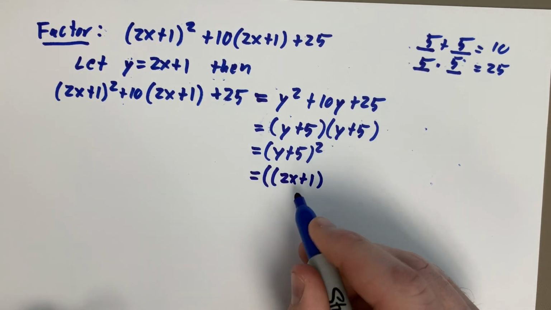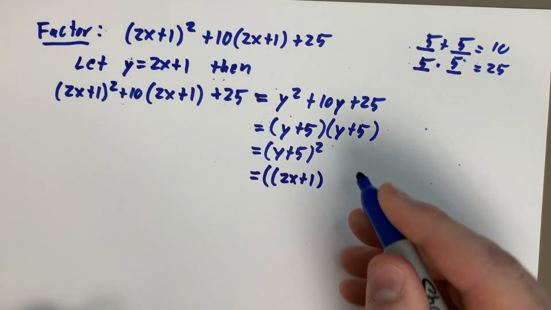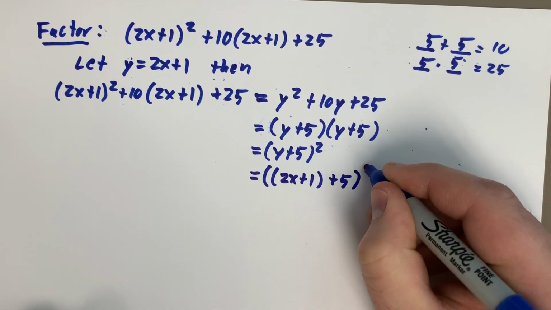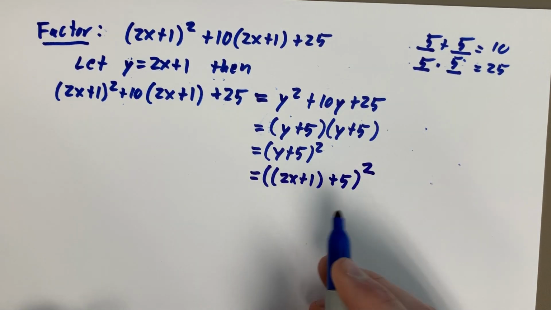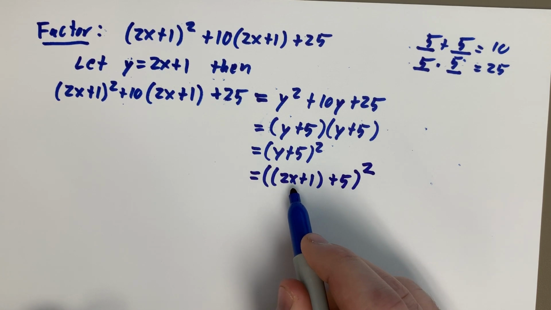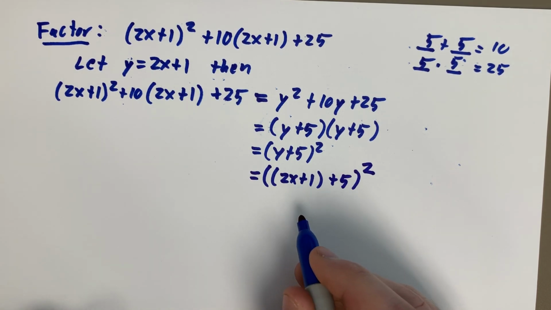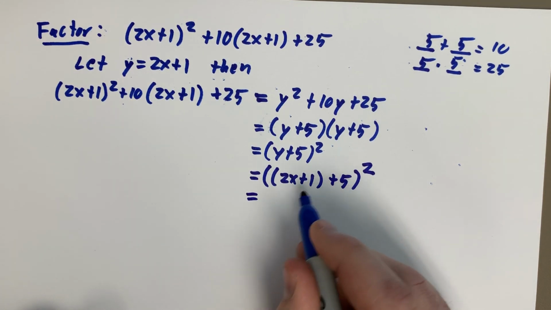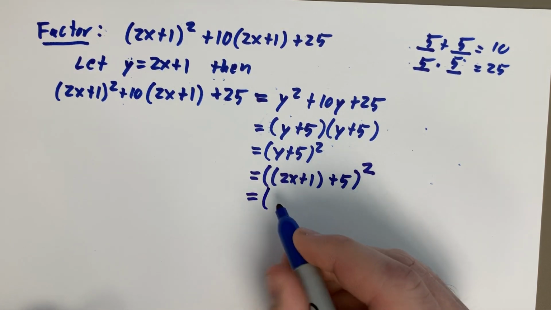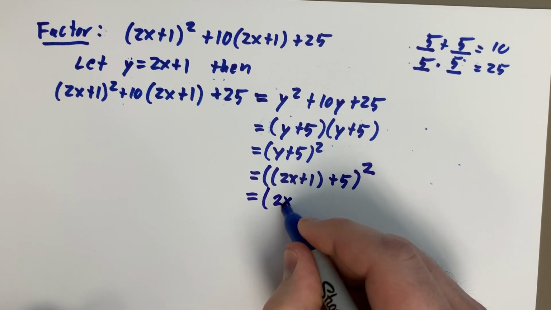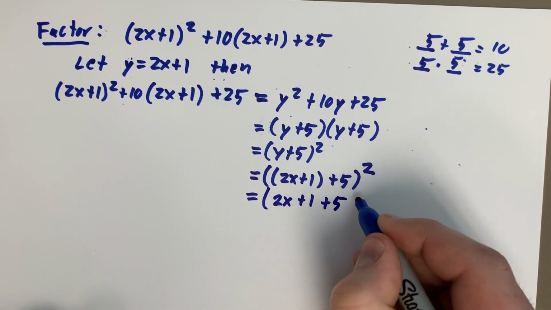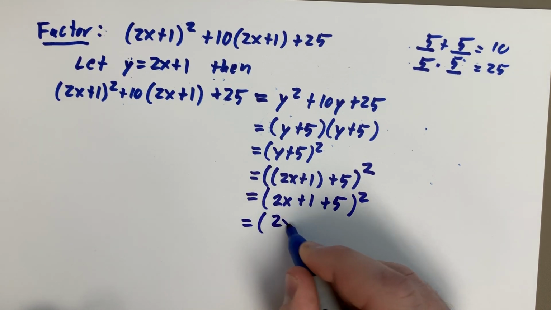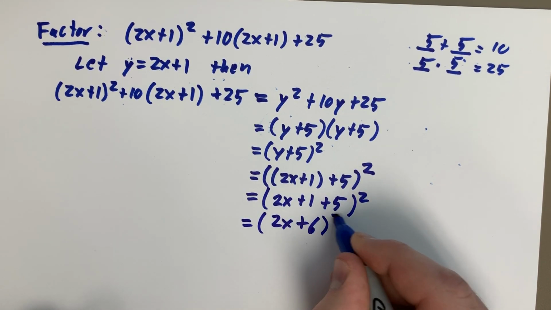So I have (2x + 1 + 5), and then that is squared. So all I did was change out the y for the 2x + 1. You could stop here, but it looks like the inside can be simplified a little bit. So I can drop the parentheses. This is a preliminary step you can skip. So this gives us (2x + 1 + 5)². Combining like terms wherever possible, this gives me (2x + 6)².